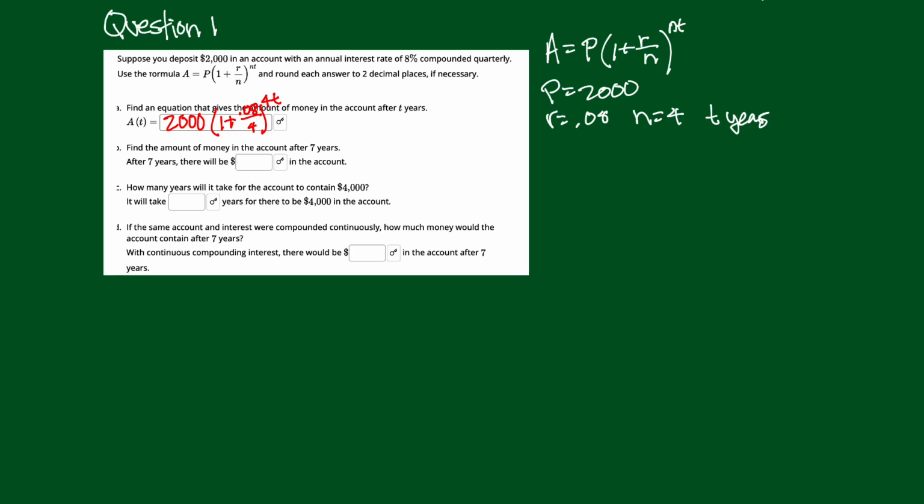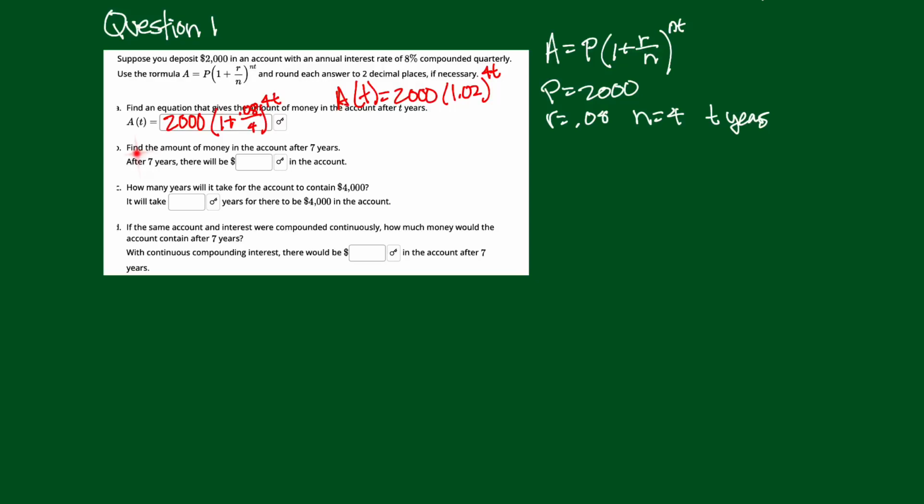Now, I suppose we could simplify this a bit. You see this inside here? 0.08 divided by 4 is 0.02, and 1 plus 0.02 is 1.02. So maybe we could just write it like this. A of T is equal to 2,000 times 1.02 to the 4T.